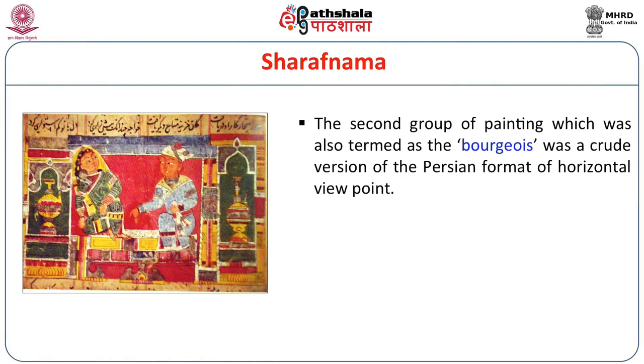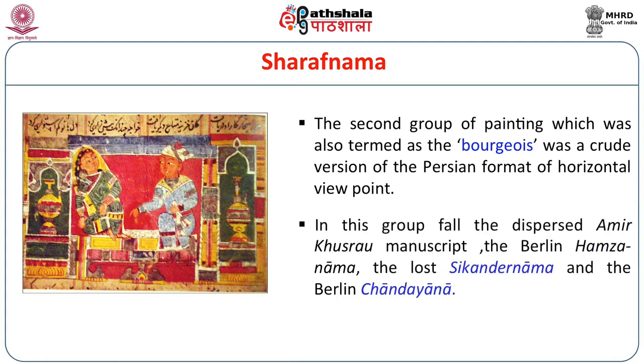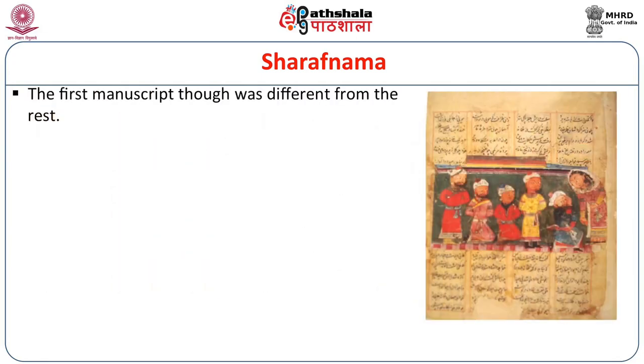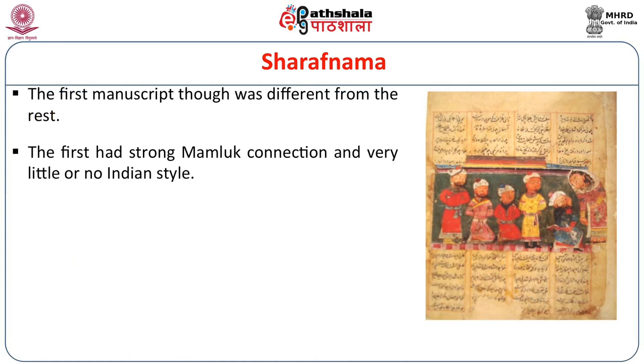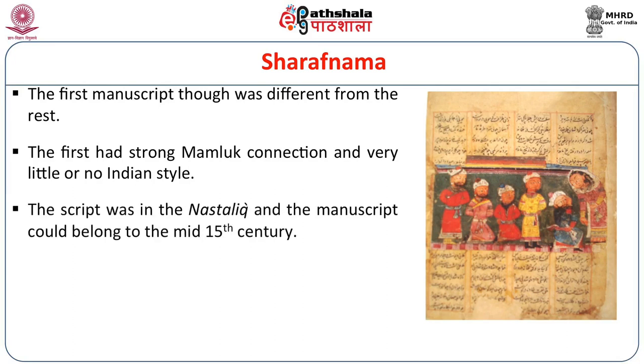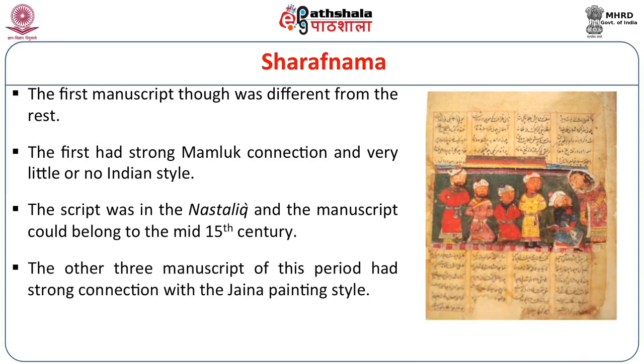The second group of painting, which was also termed as a bourgeoisie painting group, was a crude version of the Persian format of horizontal viewpoint. In this group fall the dispersed Amir Khusru manuscript, the Berlin Hamzanama, the lost Sikandarnama, and the Berlin Chandayan. The first manuscript, though, was different from the rest. It had a very strong Mamluk connection and very little or no Indian style. The script was in Nastaliq and the manuscript could belong to the mid-15th century. The other three manuscripts of this period had a strong connection with the Jaina painting style discussed in the earlier modules.